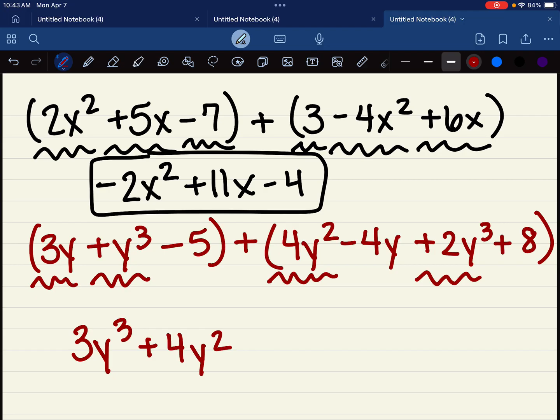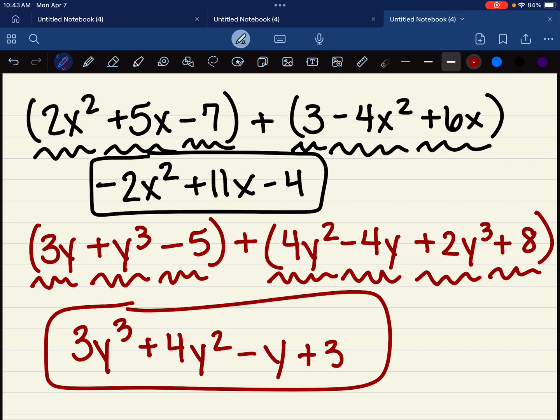Then I have 3y plus negative 4. What's 3 plus negative 4? Negative 1, or just negative y. Lastly, negative 5 plus 8, positive 3. We okay with this? I think I only have 2 examples left. Still see a couple people writing, so I'll wait. Am I going too fast? Okay. All right.